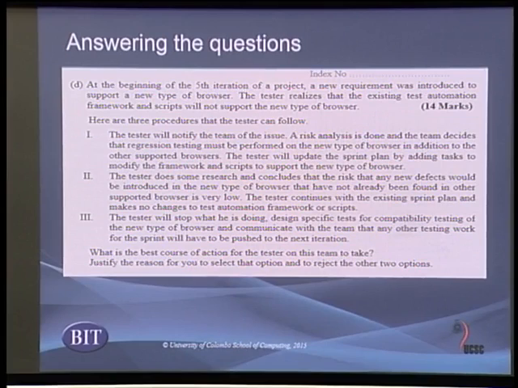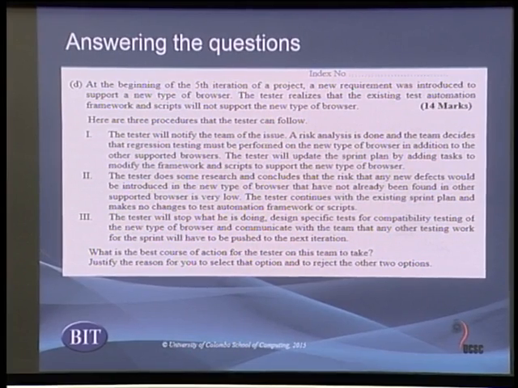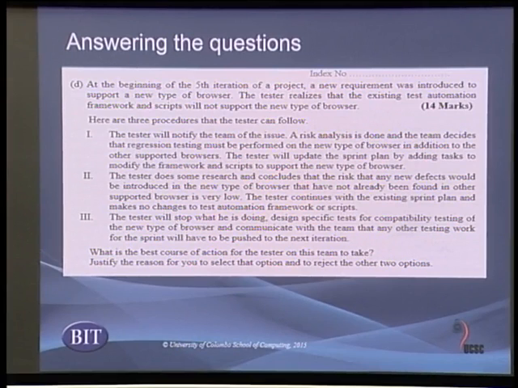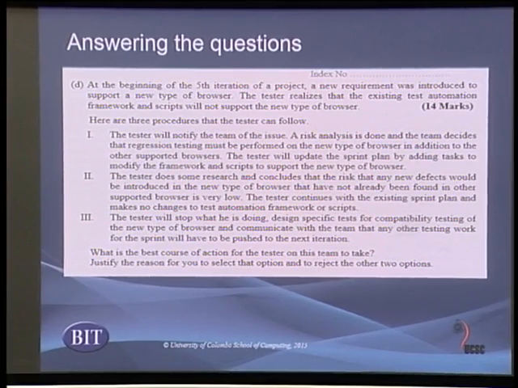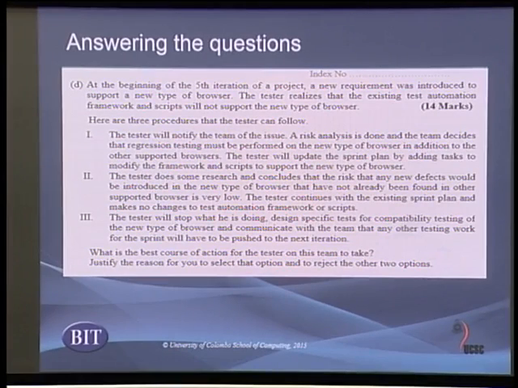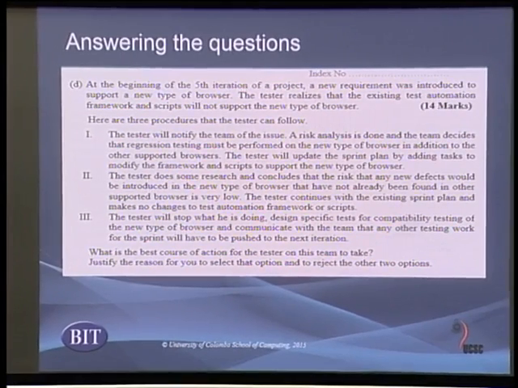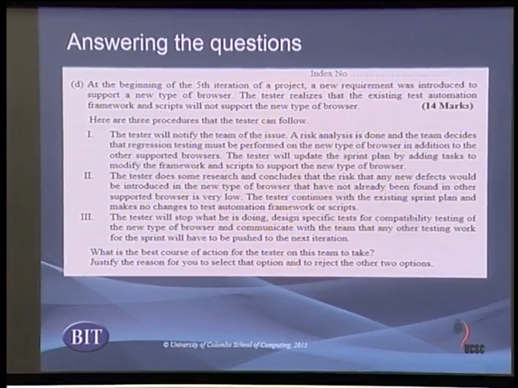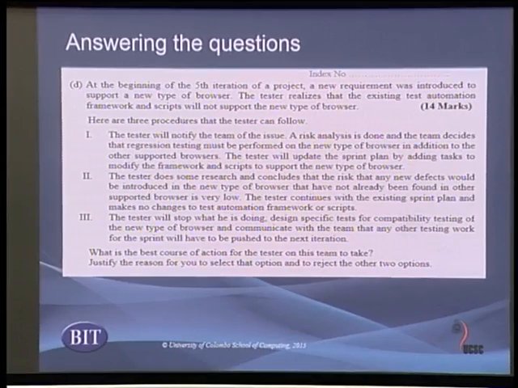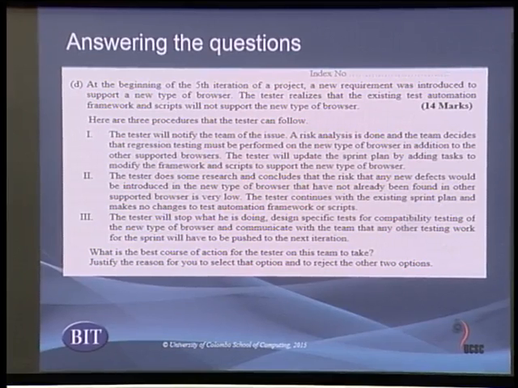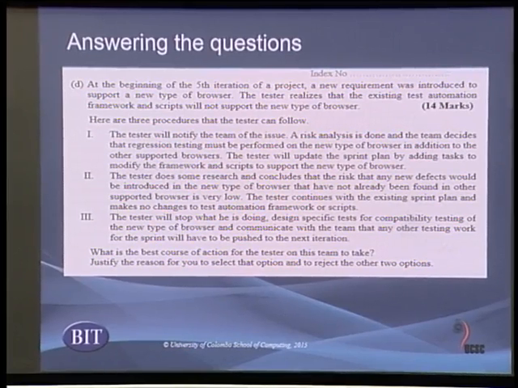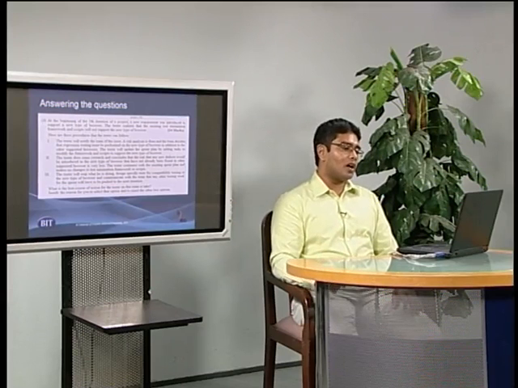The next big mistake that about 90% of the students have made. If you read the latter part of the question, it clearly says, what is the best course of action for the testers on this team to take? The question gives 3 different procedures for the testers to take. So the question itself asks, what is the best course of action for the testers of the team to take, and justify the reason for you to select that option and to reject the other 2 options.